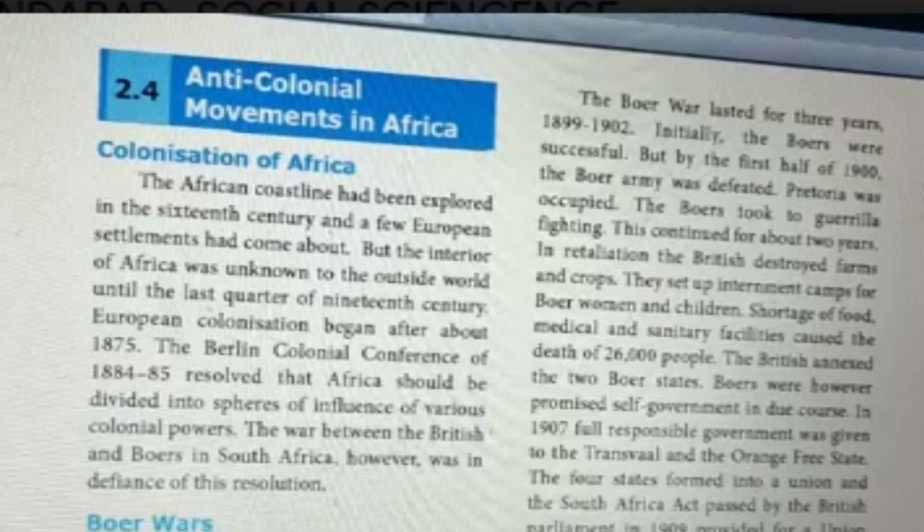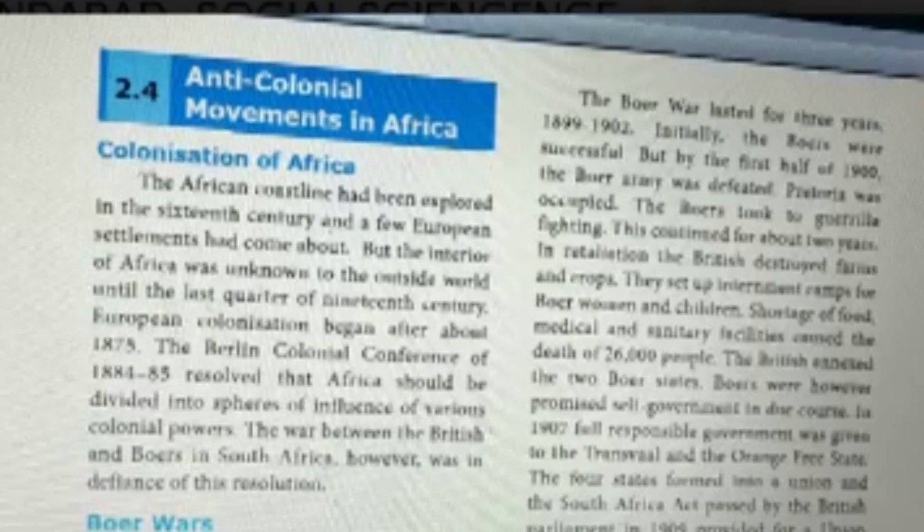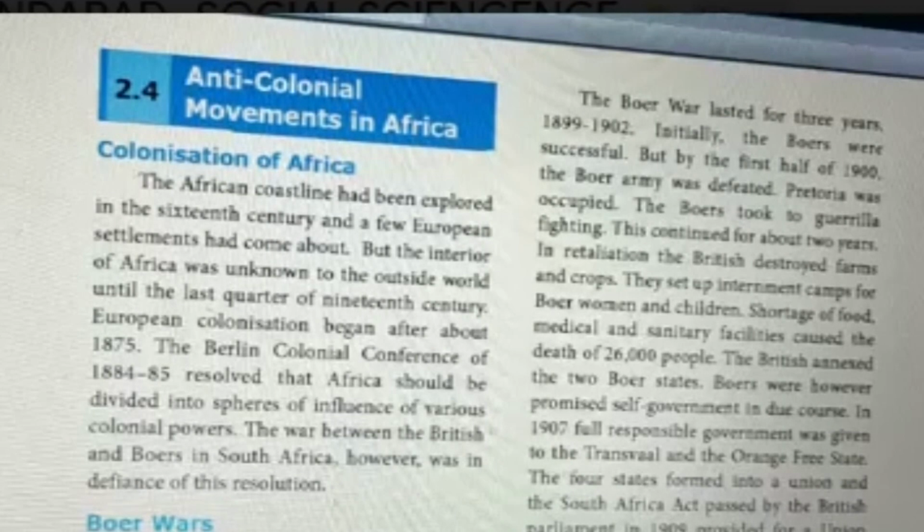Anti-colonial movements in Africa. Now we are going to see about the anti-colonial movement in Africa. When we think about Africa, the next thing that comes to mind is apartheid, racial discrimination, especially black and white discrimination. Tourists came to Africa and enjoyed the coastal zones of Africa.